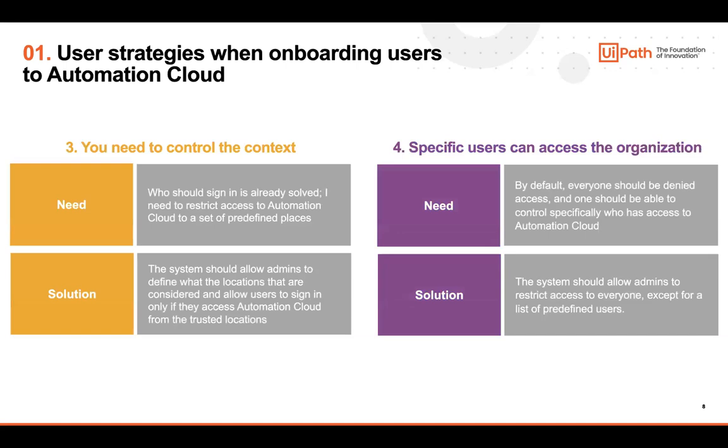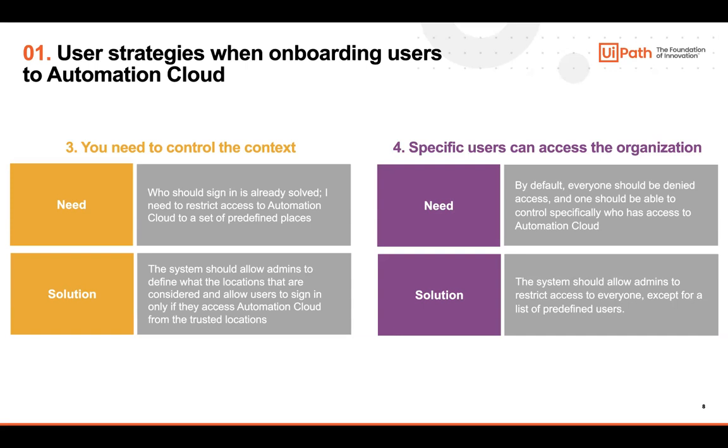Then another type of strategy you can think about. No matter how you organize the users, there might be a concern about how we can define a trusted context for accessing the organization on Automation Cloud. And I'm thinking here specifically about examples such as: we have offices around the world, we have people working from different teams, but we want to allow them to sign in only from the offices.